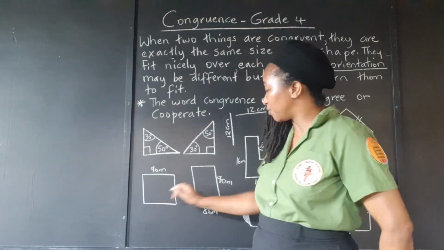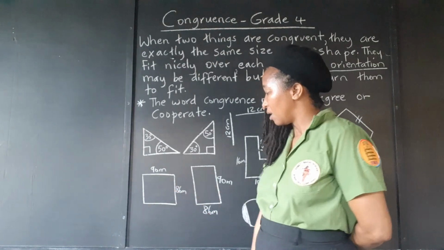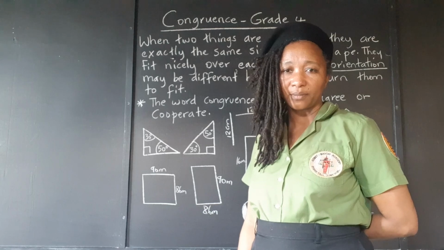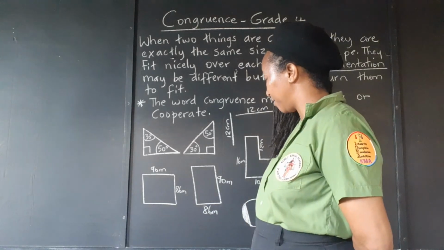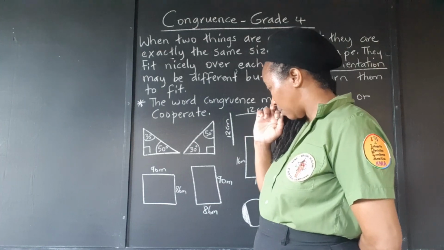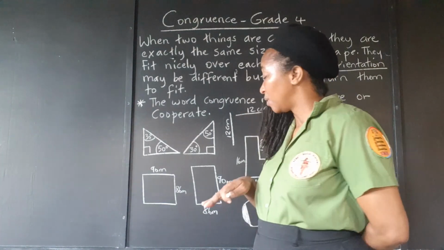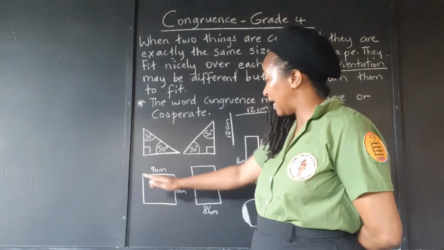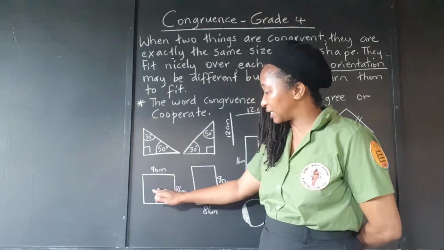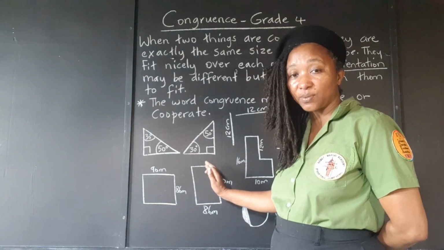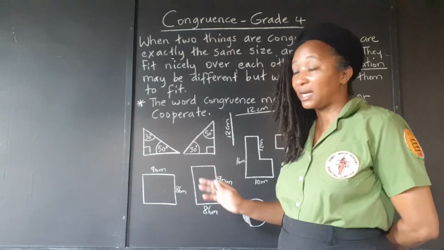How about these two rectangles? One looks bigger than the other, doesn't it? But when we look carefully, we see that they are just oriented differently. The length is turned this way in this rectangle, and the length is turned vertically in this rectangle. But they are the same rectangles.